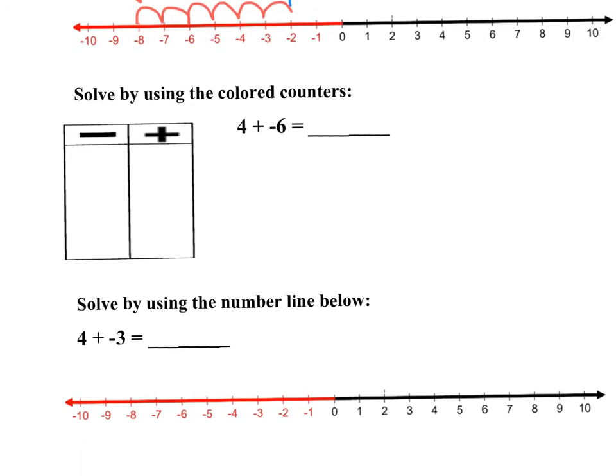We're going to try solving this problem by using counters. And again, today you can pick whichever method you feel more comfortable with. Okay, I see I have 4, and 4 is positive, so I'm going to draw 4 positives. And then I see that I have 6 negatives, so I'm going to draw 6 negatives.